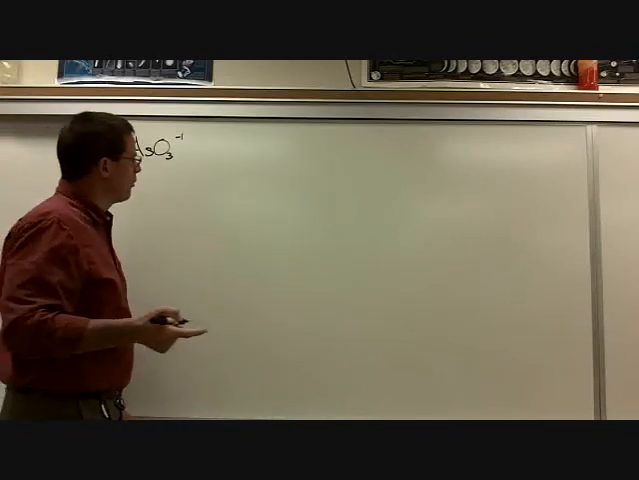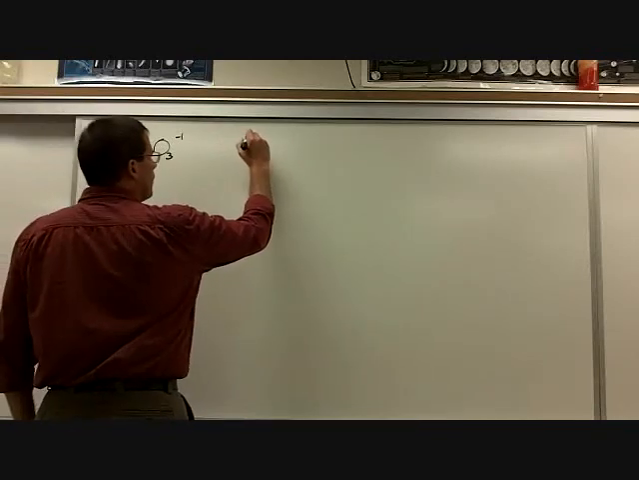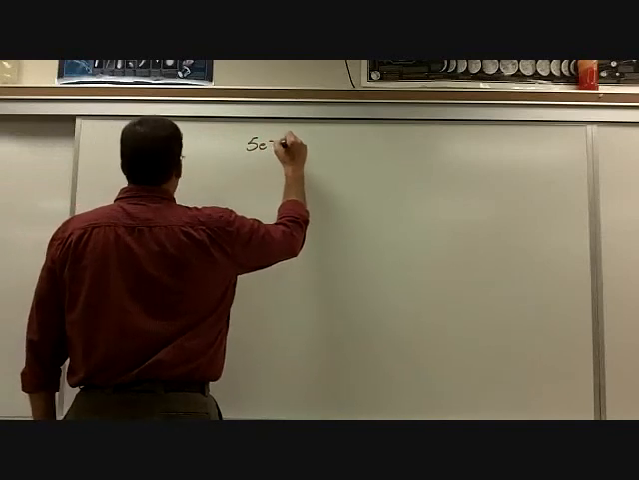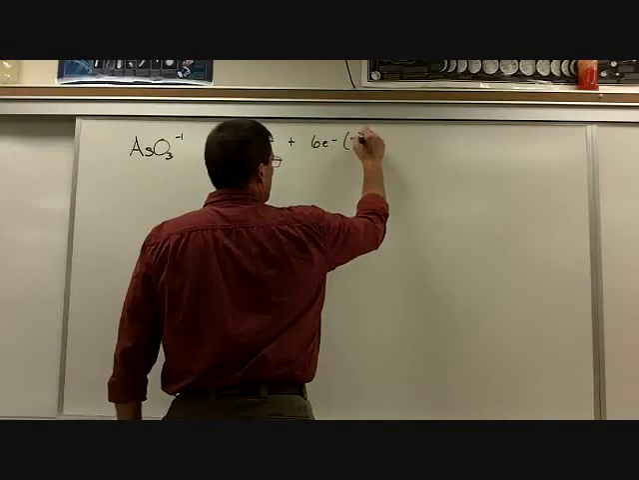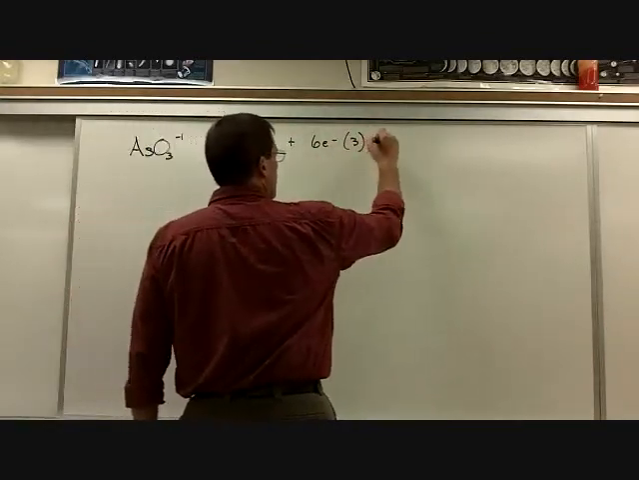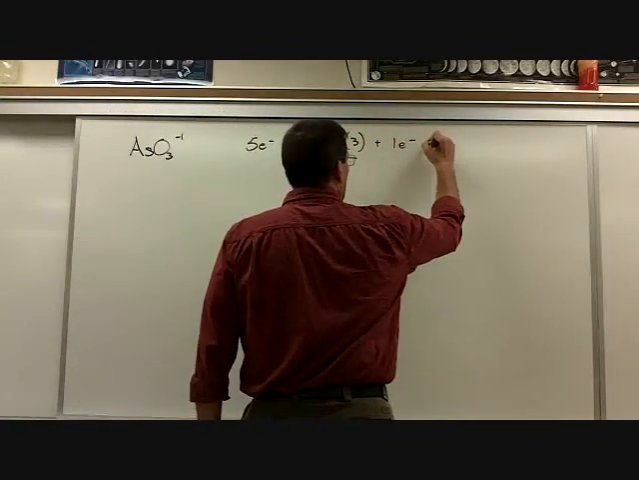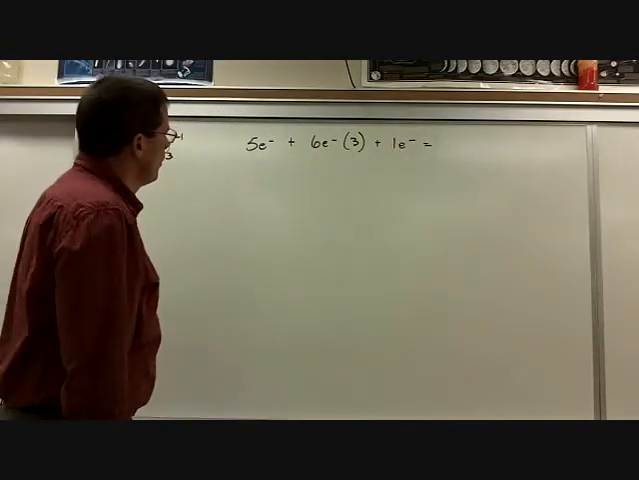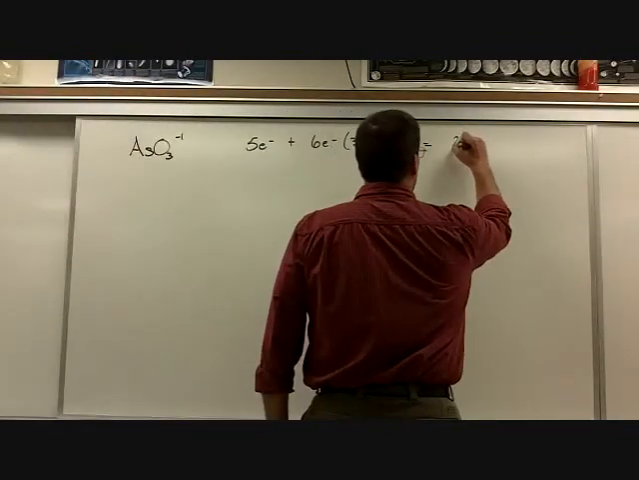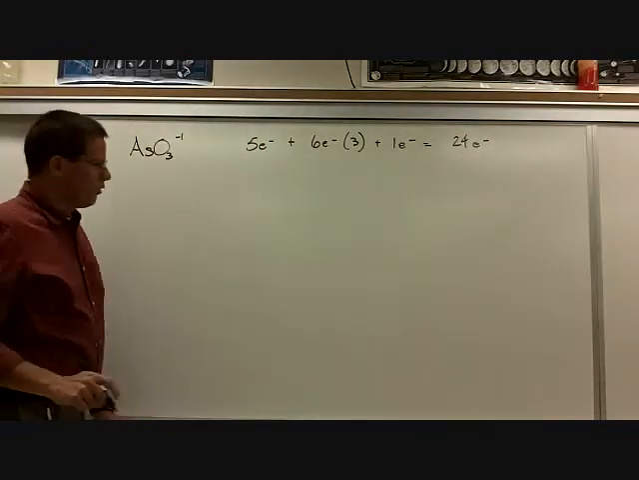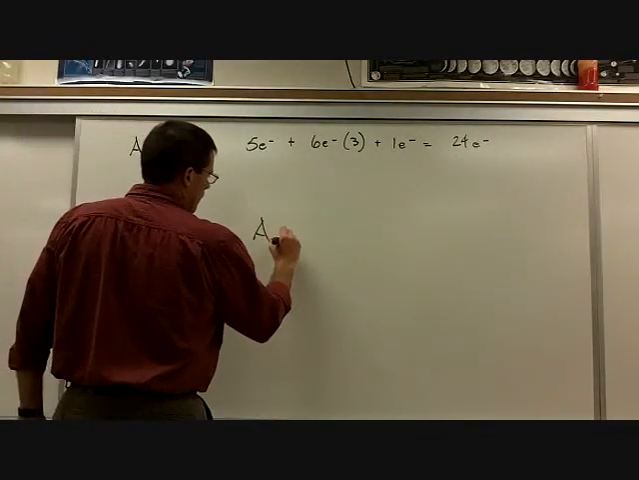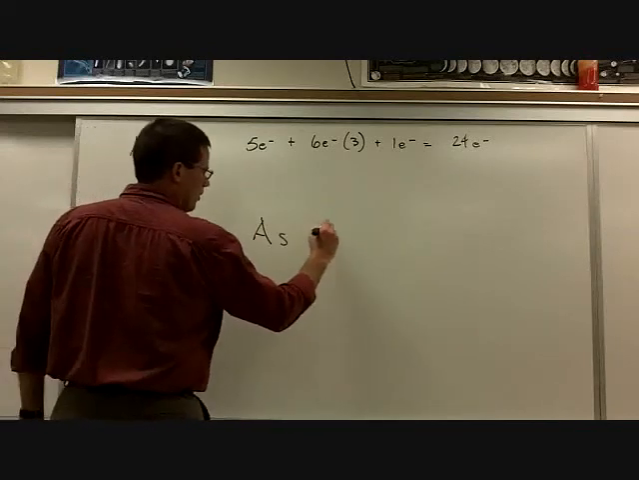Find out how many valence electrons we have. So arsenic brings how many? 5 in group 5A. Each oxygen is 6, and we have 3 of those. Plus the negative 1 means that we are adding 1. So that is 24. Who goes in the middle? Arsenic. And then we have 3 oxygens.